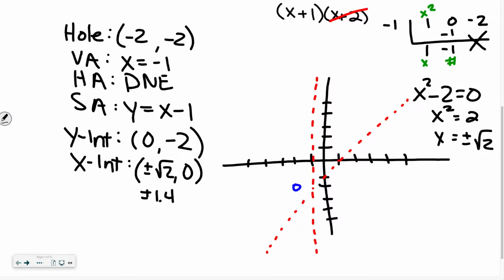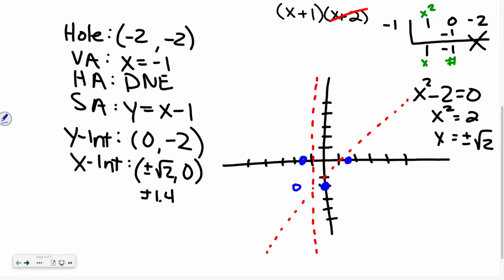Let's see. The intercepts, remember, those are just extra points. Sometimes you have them, sometimes you don't. So I can plot my y-intercept at 0, -2. And I have an x-intercept at +1.40 and an x-intercept at -1.40.